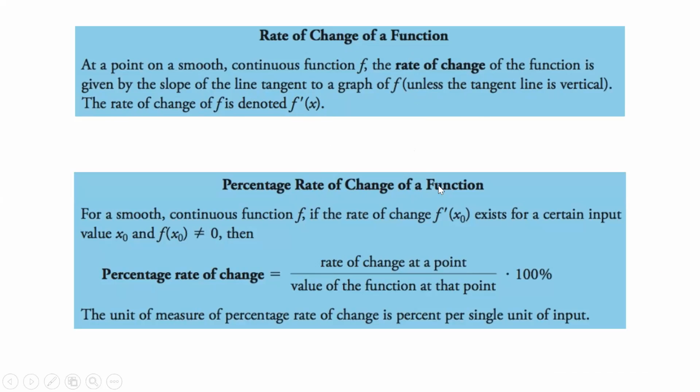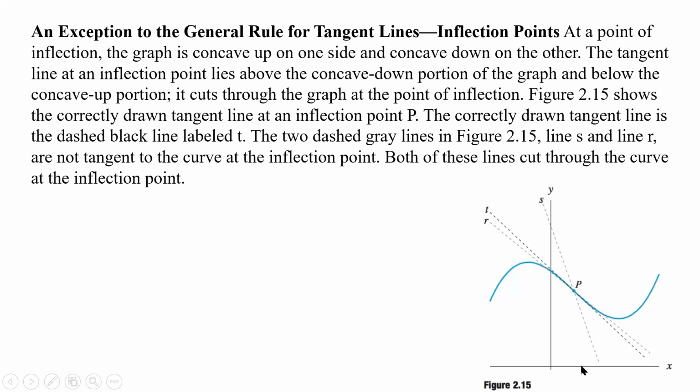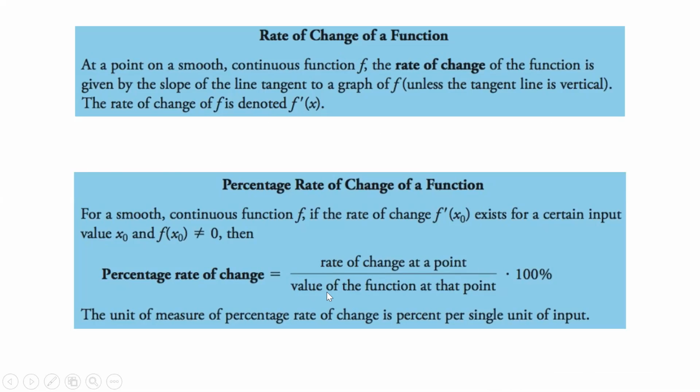Now the percent rate of change of a function, again for a smooth continuous function f: if the rate of change is that f prime of x that we just found at x0, and it exists for a certain input value x0 where f of x0 is not equal to 0, because we can't have that equal to 0, then our percent rate of change is that f prime of x divided by the value of the function at that point. So if that were 4 and maybe that's 200 or something like that, we use the value of the function at that point, times 100%.